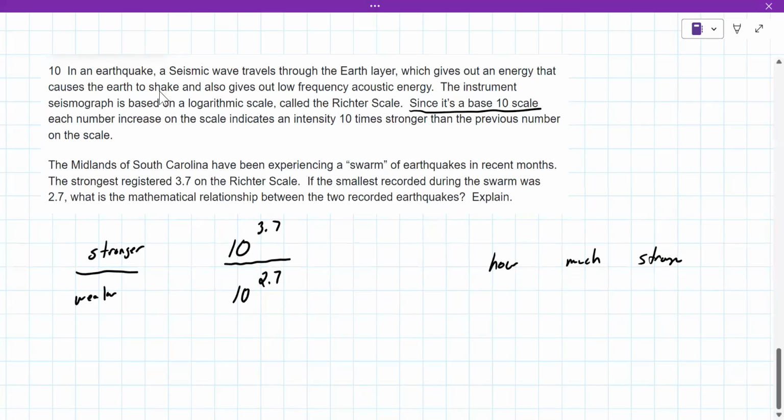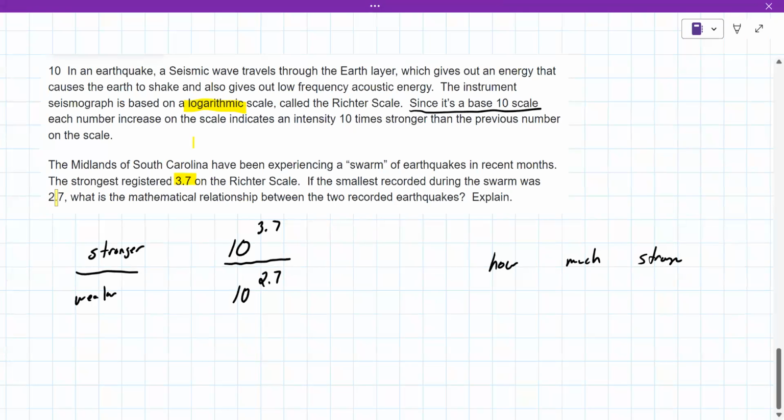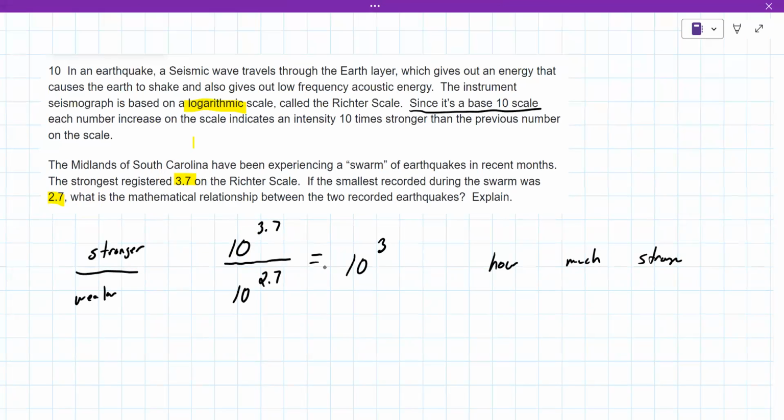And the issue here is that earthquakes use what's called a logarithmic scale. So you can't just say, oh, it's 1 time stronger, 3.7 minus 2.7. They use the scale where you have to first convert it using base 10, and then you can compare the two. There's an exponent property here which allows you to subtract the exponents. This becomes 10 to the 1. And that's the answer. It's 10 times as strong.